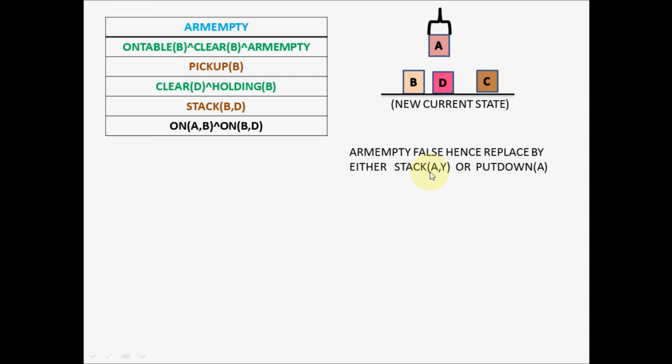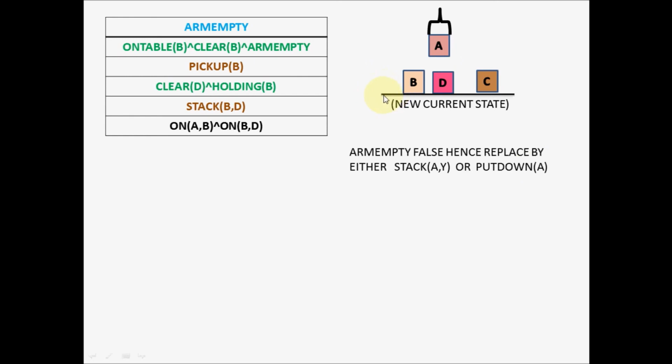Either you can stack A on top of some block Y. The problem here is whether you are going to stack A on B, on D, or on C. You know the block is A, but you don't know the second block on which you are going to stack A. That's why this is written as Y. So either this action can be executed, or the put down action, which is very simple.